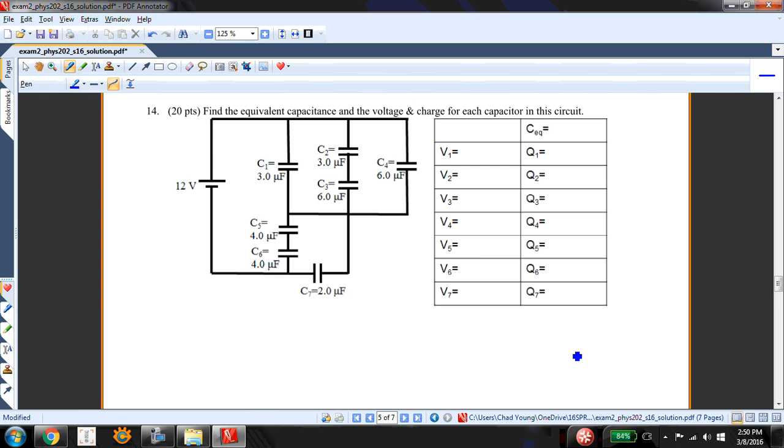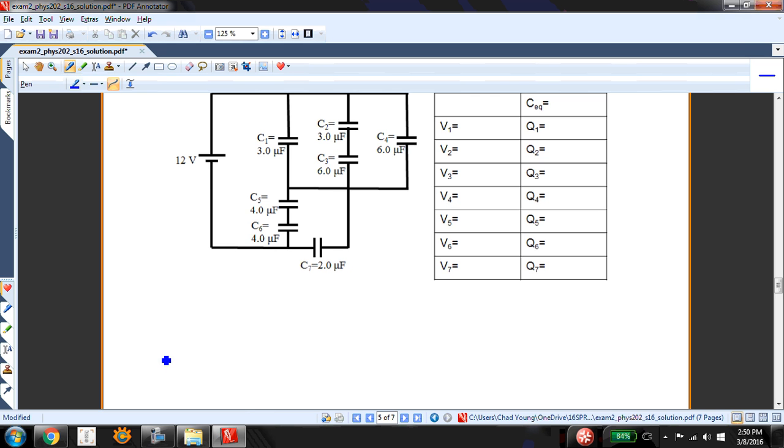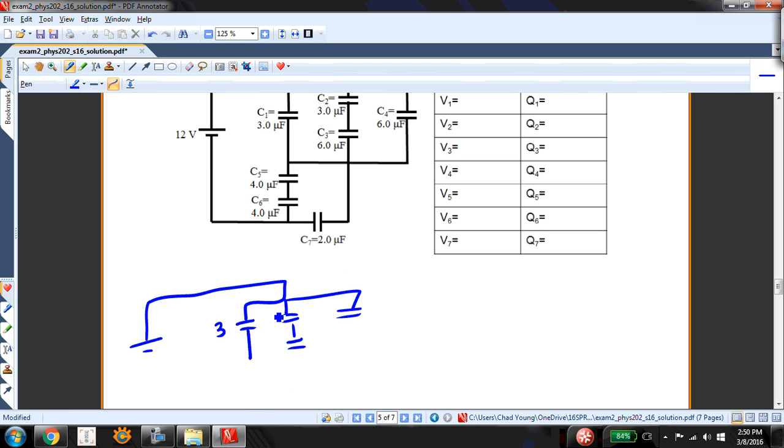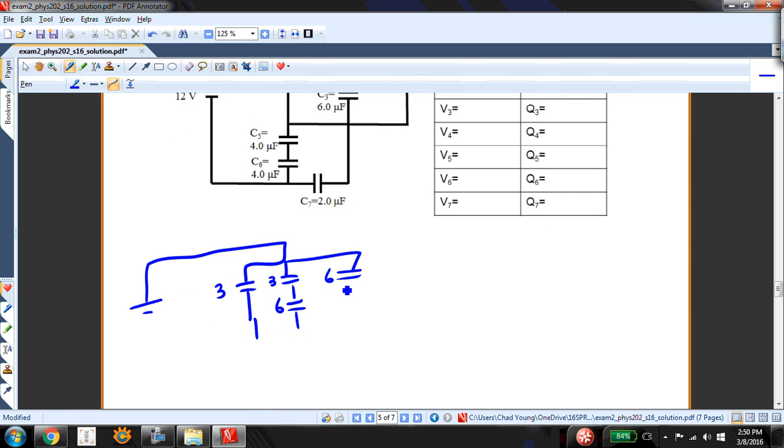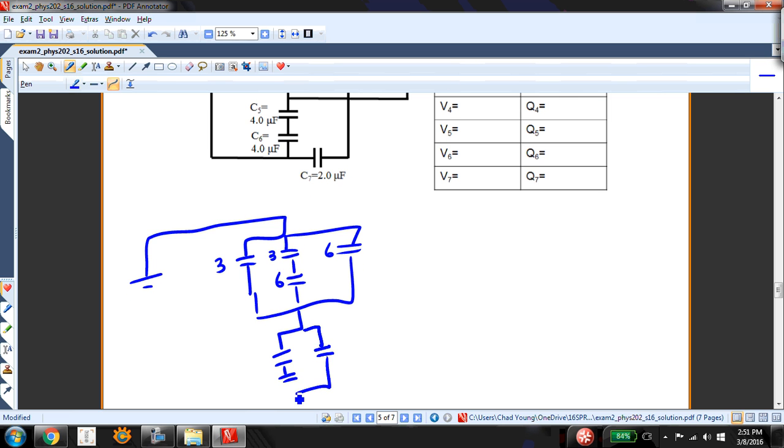I was looking largely that you had the relationships correct for the various capacitors, and I'll show you what I mean by that. But first, let's just redraw this. I have my 12 volt. I have over here 3 branches. In the middle, I'm going to have 2 capacitors. This is going to be a 3, and a 6, and a 6 over here. These all come back together, and then I break into 2 more. This is a 4, and a 2.